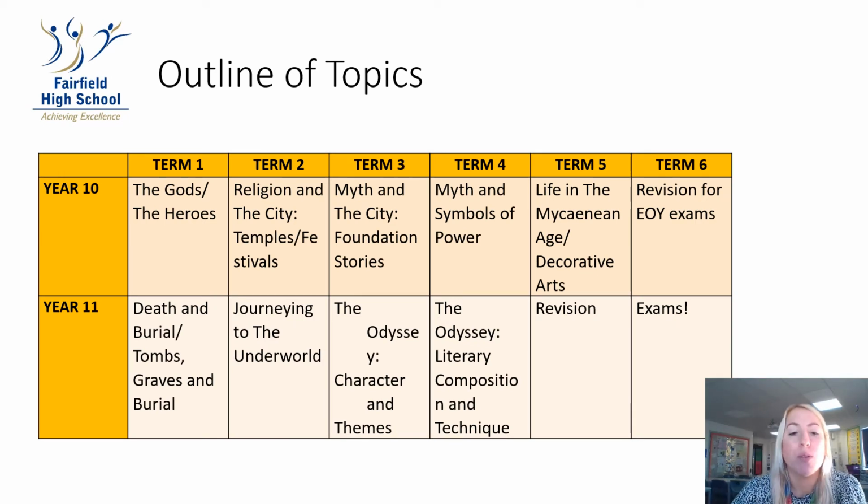Through year 10, we start nice and easy, the sort of things that you might already know about: gods, heroes, looking at Zeus, looking at Juno, so looking across the different realms of Greece and Rome. Then we move through to religion in the city, temples and festivals, looking at sacrifice, ritual, offerings, libations. What are libations? That's something we'll discuss in term 2. And then we look at the foundation stories of the city, the stories that you are told as to how an ancient city came into being.